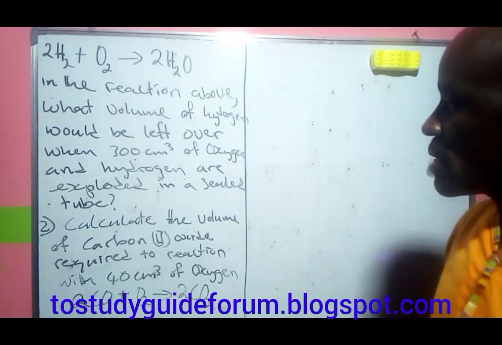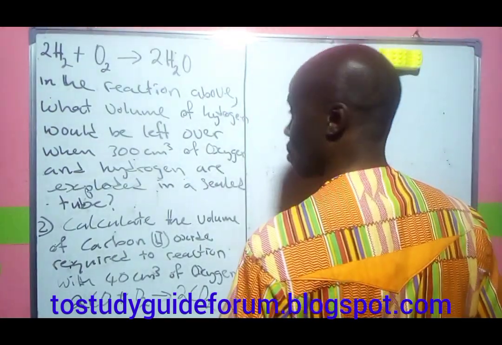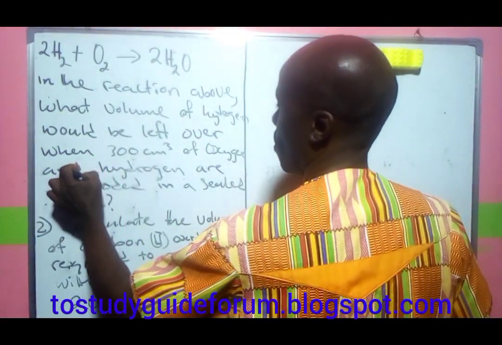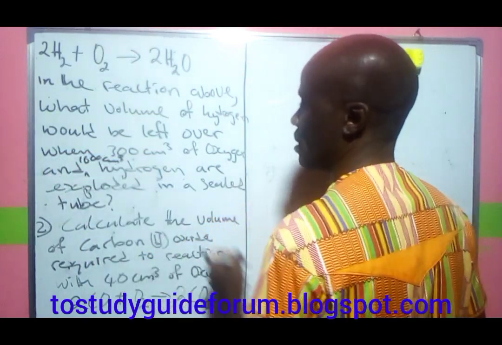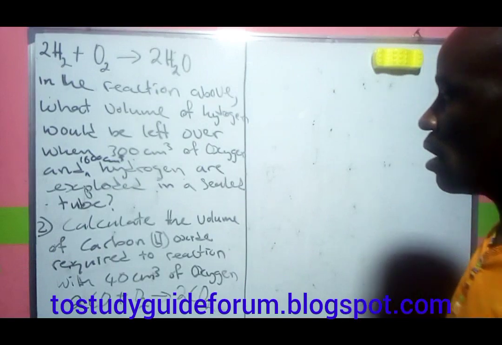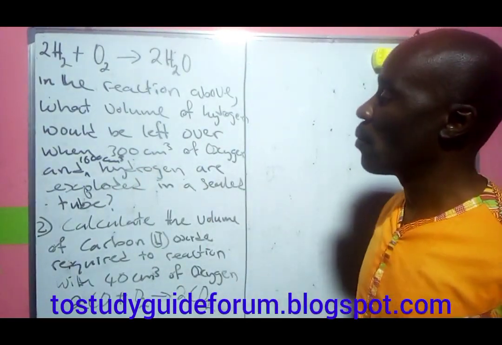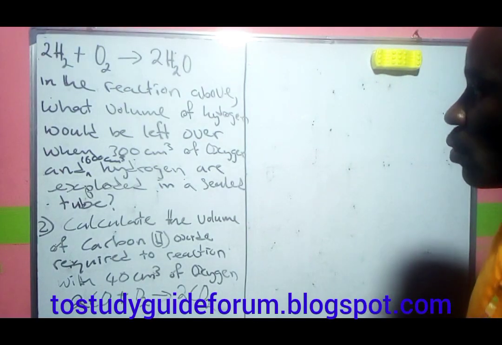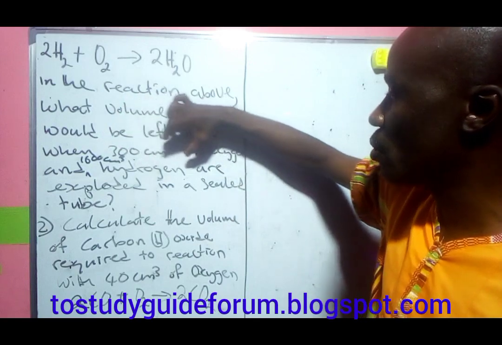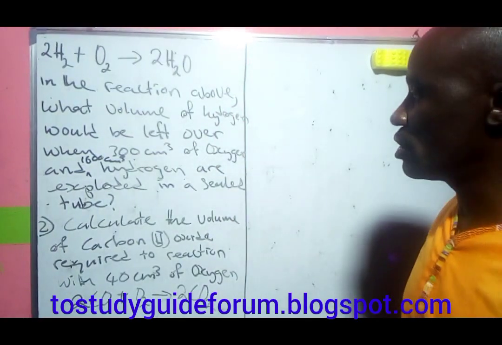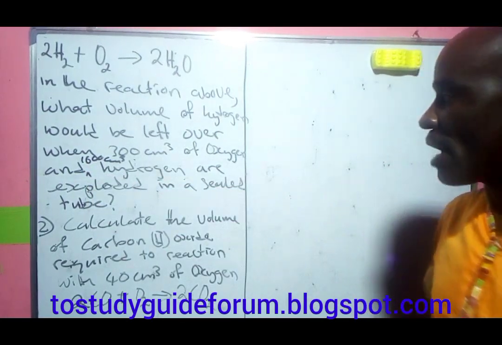There's actually something missing there. We're supposed to have 1000 cm³ of hydrogen when it combines. So now the equation is complete. What we do here, you notice that we have 300 cm³ of oxygen combining with 1000 cm³ of hydrogen.